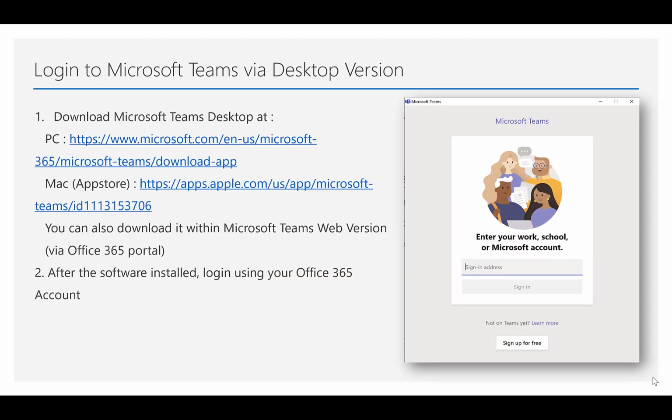To log into Microsoft Teams via the desktop version, you can download the software from the Microsoft website. If you are using a PC or Windows version, you can go to Microsoft.com and look for Microsoft Teams, or if you are a Mac OS user, look for the app at the App Store. When this software has been successfully installed, you can log in using your Office 365 account.